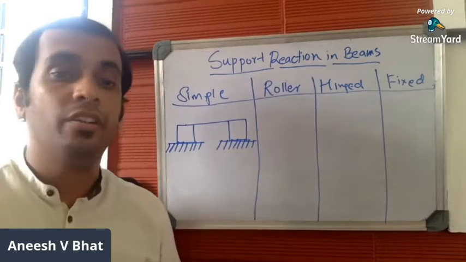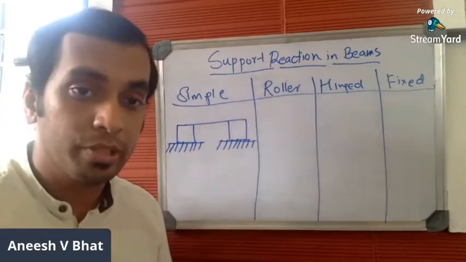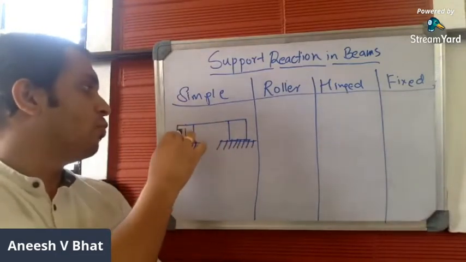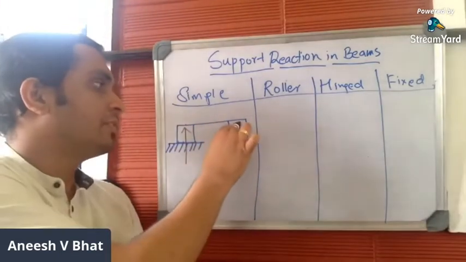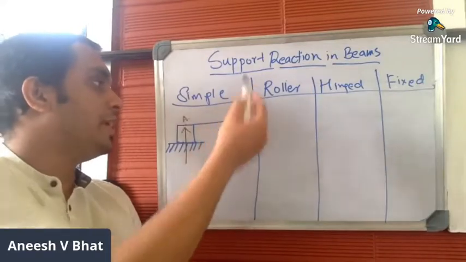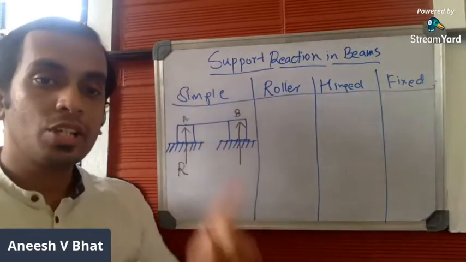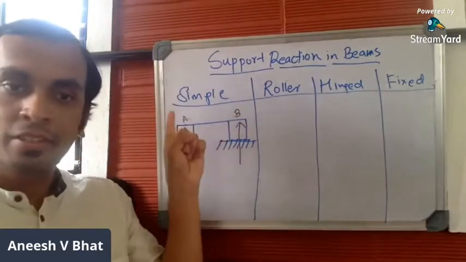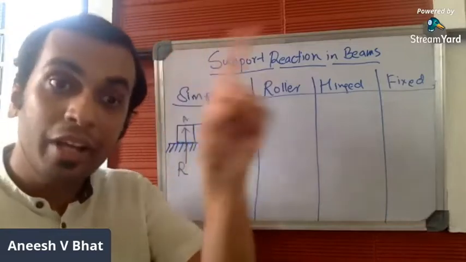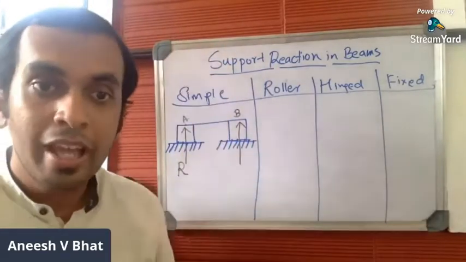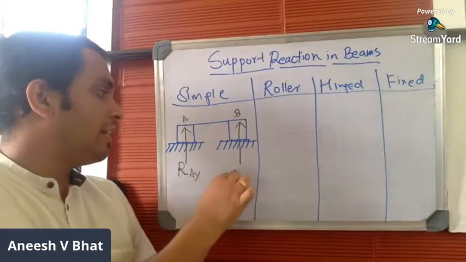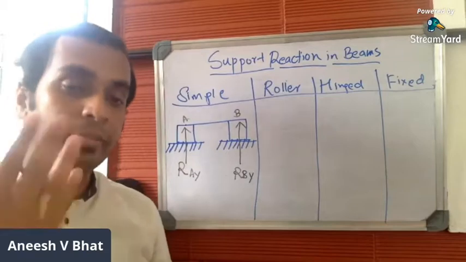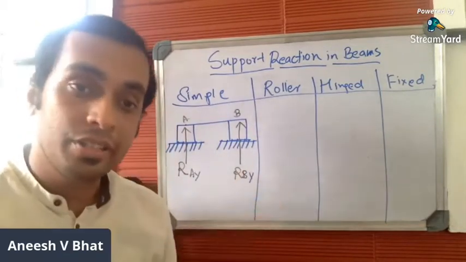In this case, if a beam is supported by simple support, simple support offers reaction only in the vertical direction. If this point is A and this point is B, simple support offers reaction only in one direction, in Y direction only. You have two supports here and each support will offer only one reaction, that too in Y direction. So let me write this as RAY and this as RBY. So a beam supported using simple support will offer reaction only in one direction, that is in the vertical direction.